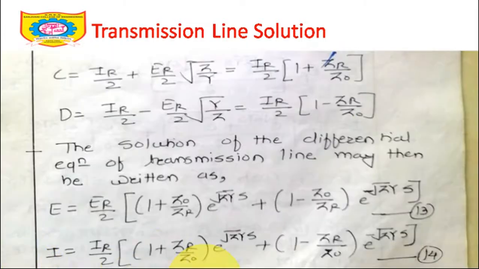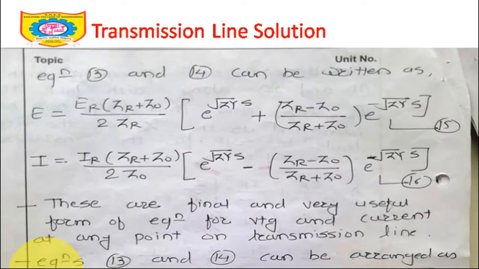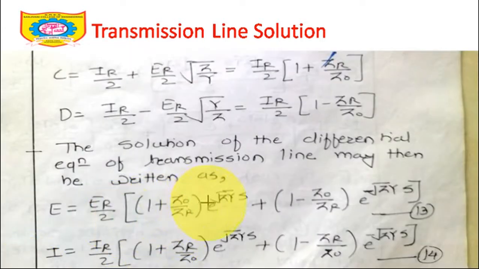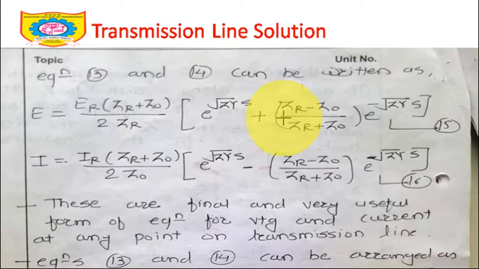Now what I am going to do, see, in this expression if I take an LCM, it will become ZR plus Z0 upon ZR, and ZR minus Z0 upon ZR. Here also ZR plus Z0 upon Z0, and Z0 minus ZR upon Z0. If I take this LCM and some terms common outside, it is just rearranging the terms. ER into (ZR plus Z0) is taken common upon 2 times ZR. Since everything is taken common from the first term, there will be only one left here, because ZR is also taken outside and ZR plus Z0 is already taken outside. So e raised to root zy s, plus (ZR minus Z0 upon ZR plus Z0) e raised to minus root zy s.